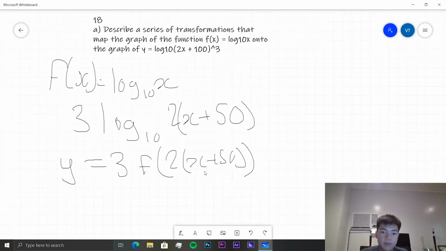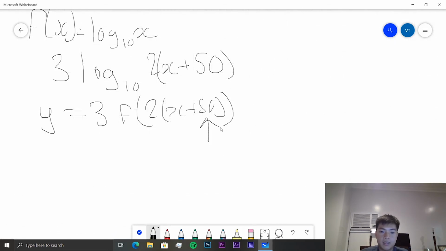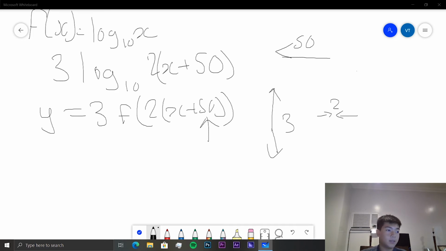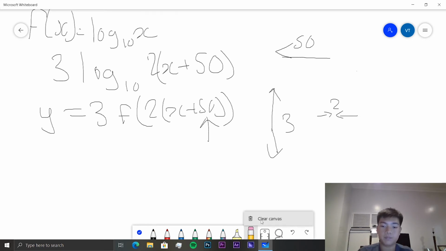So what can we get from this? We know that there is a shift to the left of 50. So this is shifted 50 units to the left. It has a vertical stretch of 3, and it has a horizontal contraction of 2. So if we contract it by 2 horizontally, stretch it by 3 vertically, and translate it 50 units to the left, this will get us the new function.